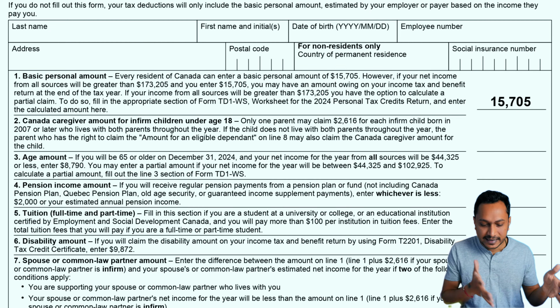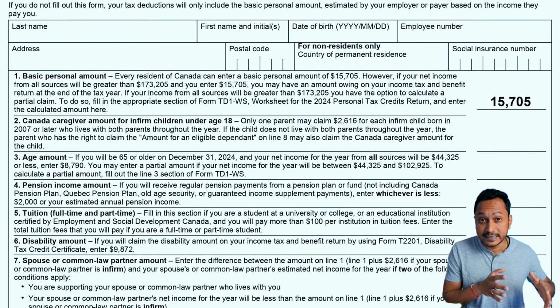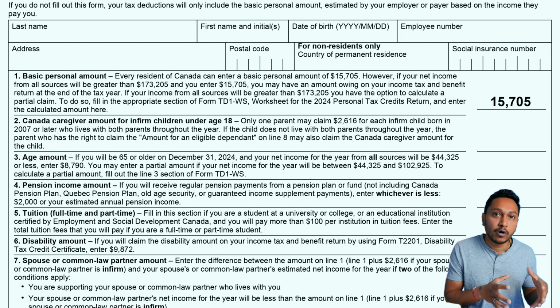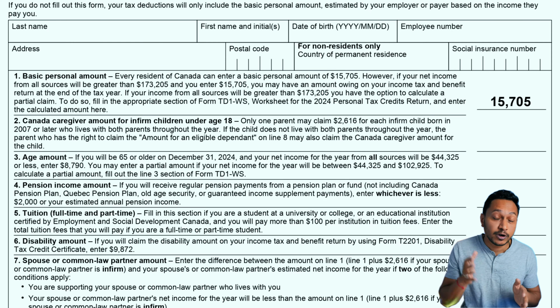Box number 2 is for the Canada caregiver amount for infirm children under 18. Now I believe if you are an international student, most likely you are here on your own or with your spouse, so this one does not apply. If you have questions, please let me know.